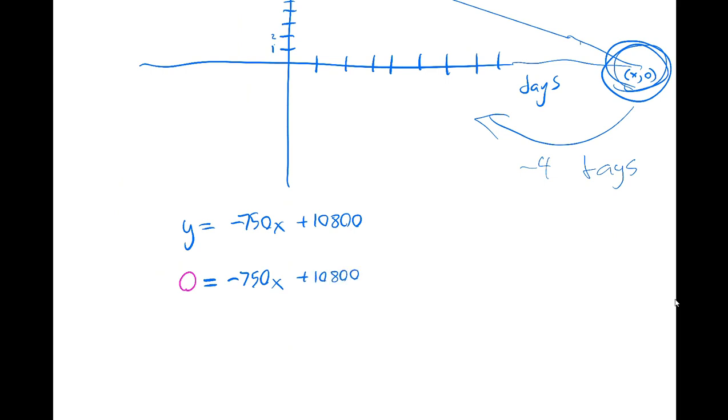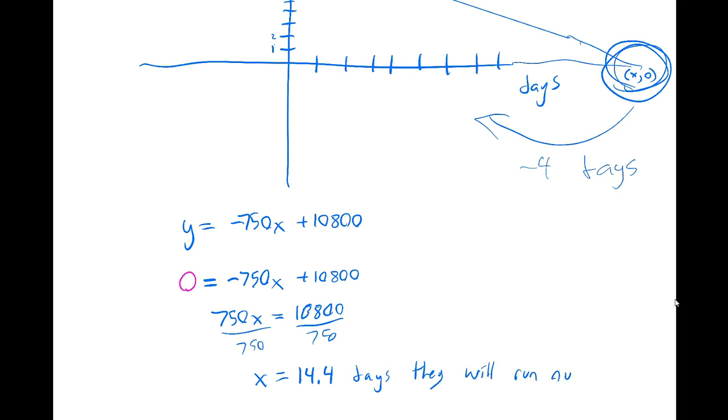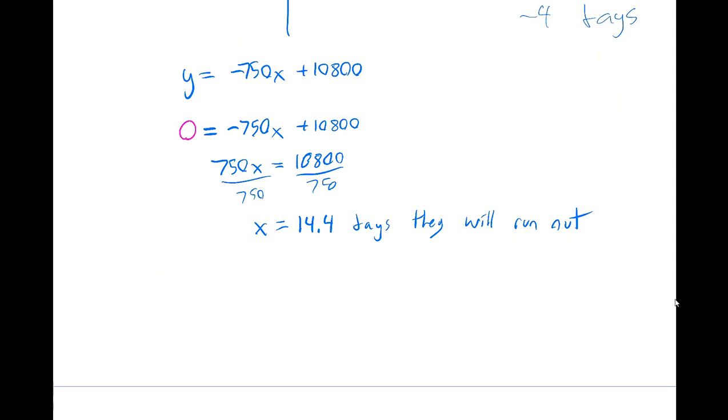Okay, so let's do it. I'm going to move the 750x over, so we have positive 750x equals 10,800. I keep saying 1080, there's an extra 0 there. So we divide both sides by 750. I still have my calculator out from that other problem. So that is 10,800 divided by 750. That comes out to be 14.4. So after 14.4 days, they will run out. Okay, so at least we have to order, so we minus 4. We need to order at 10.4 days, but let's give them a little buffer. So we need to order at least at day 10 or earlier.